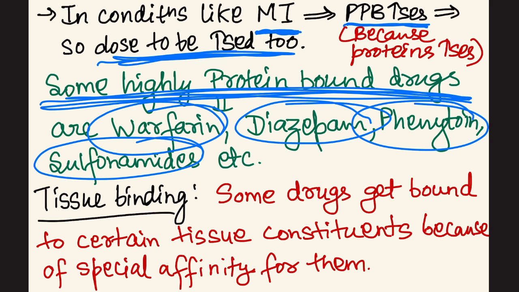And now coming to the next type of binding, which is called tissue binding. Some drugs get bound to certain tissues because they have a specific affinity for them, and whenever there is increased binding, be it plasma protein binding or tissue binding, this will cause prolongation of the duration of action. Why? Because they serve as a reservoir for the drug. Once the free drug is used, the bound drug will convert into the free drug, and as a result it will lead to prolongation of the duration of action.